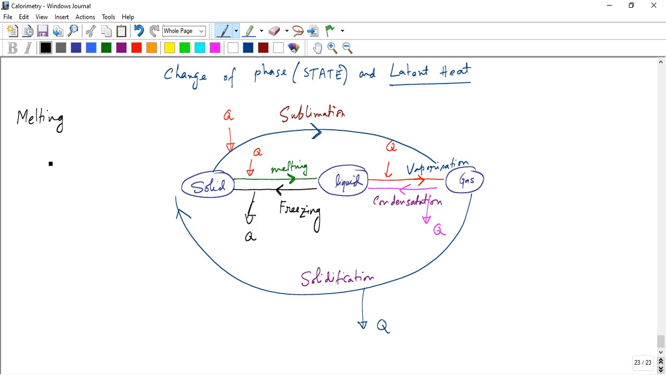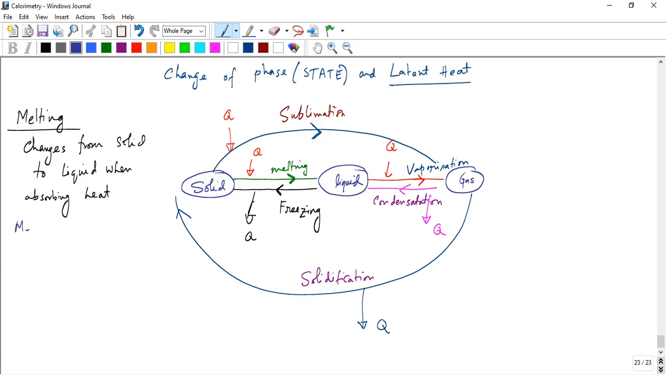Melting is the change from solid to liquid when absorbing heat. Okay. Now another important point is called melting point.